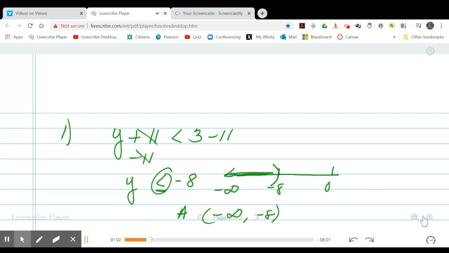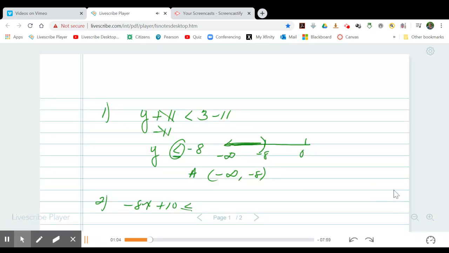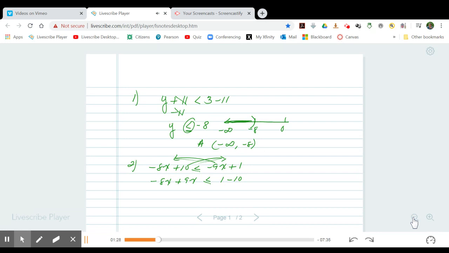Number 2, negative 8x plus 10 less than or equal to negative 9x plus 1. Being right-handed, I'm going to bring this over to the left. Negative 8x, I'm going to add 9x on both sides, less than or equal to. I'll bring the 10 over as a negative, so that's 1 minus 10. Combining the two x terms, we've got x less than or equal to negative 9. All right, so it looks like we've got letter C.